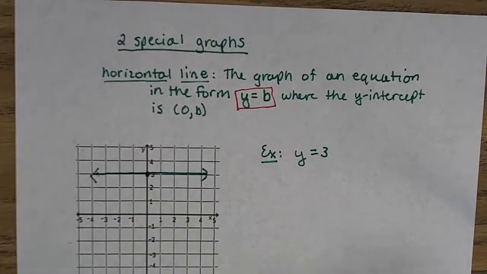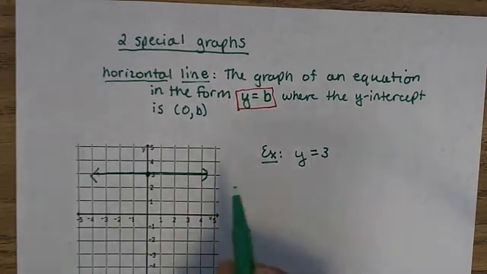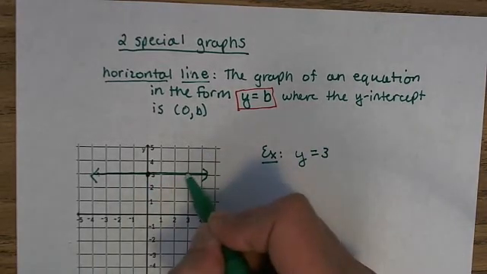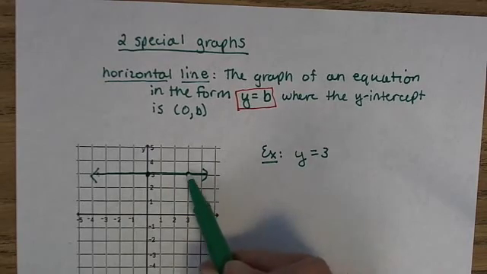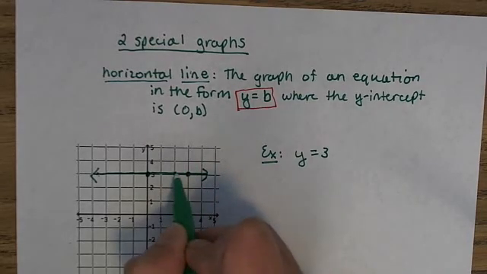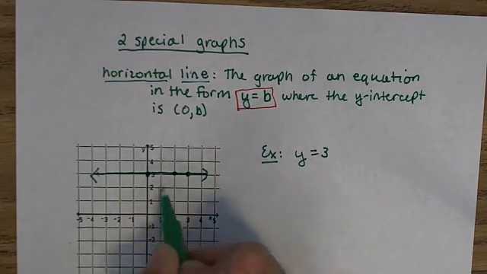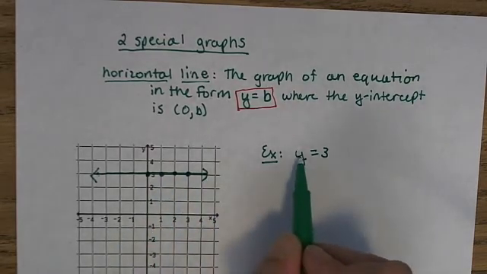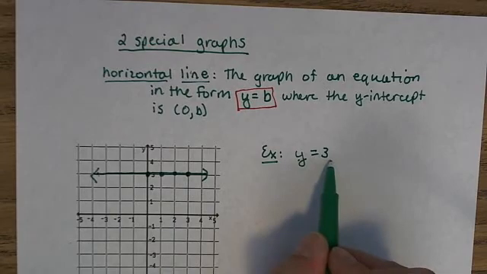So what exactly does that mean? Well, basically, if I look at any of the points on this line, for example, right here, that has coordinates 3, 3. This has coordinates 2, 3. This has a coordinate of 1, 3. Every single y coordinate is always going to be 3.